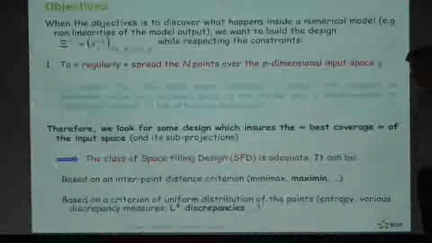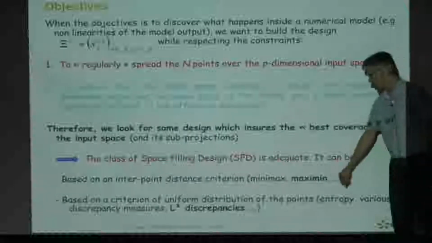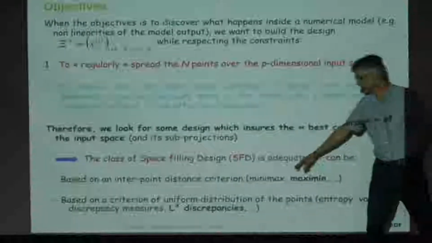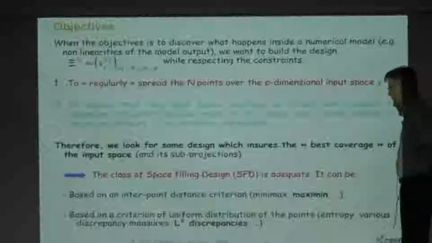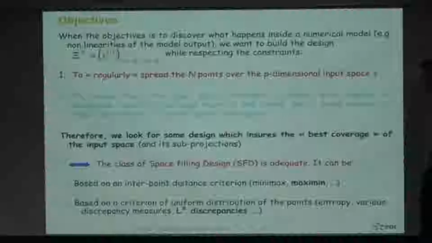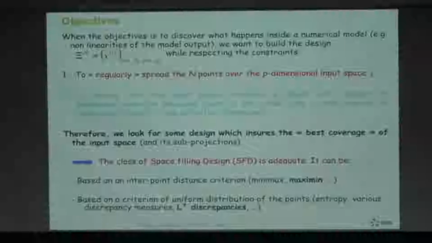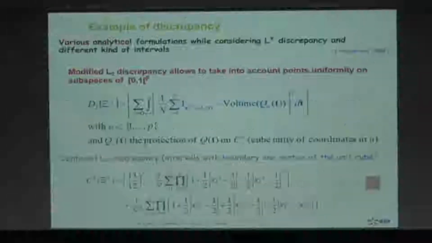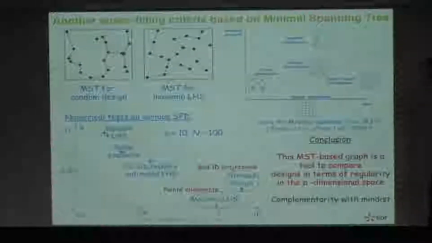The first one is distance-based criterion between the points, with minimax design and maximin design that we use in practice because minimax is too costly to compute. And second, I have talked about the criteria of uniformity in terms of distributions and the so-called discrepancy measure. And eight years ago, we have also studied another thing which is based on the minimum spanning tree. So I think it's interesting to show you this kind of thing.